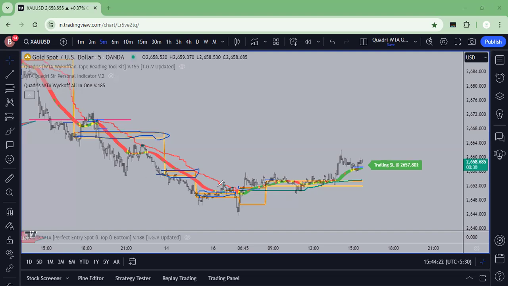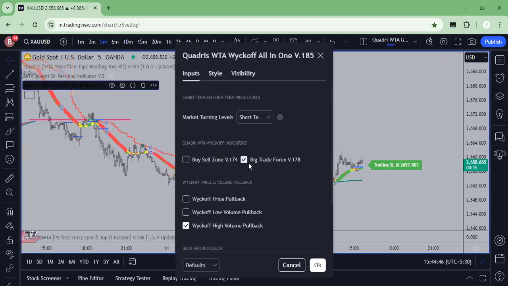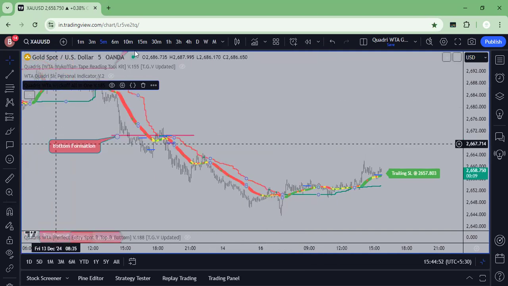And one more thing, whenever the price is in between this zone, the upper yellow zone and lower yellow zone, price is not to be traded. This is all about version 174. Now, version 178, I'll hide the version 174. How this has to be traded. It is called big trade forex version 178.